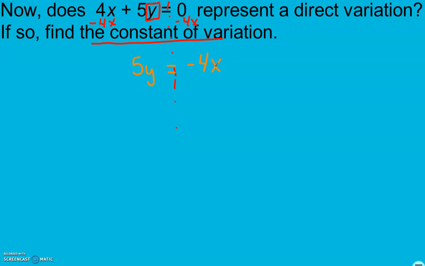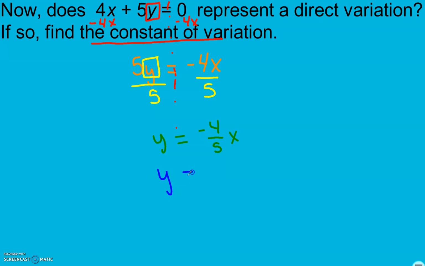And I know in the last one we couldn't put the 8 and the negative 4 together, but 0 is its own thing. 0 plus or minus anything is that thing. So now we get rid of our 5 that's being multiplied by dividing. So what I have here is y equals negative 4/5 x. We want to know, does this represent a direct variation?